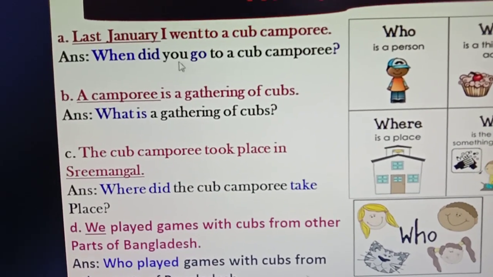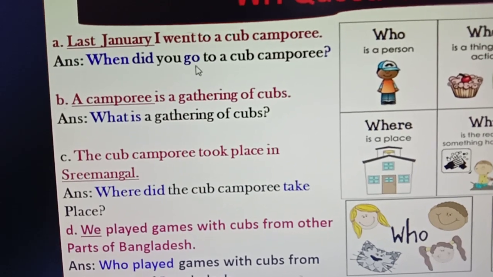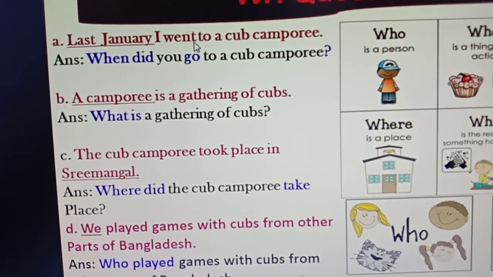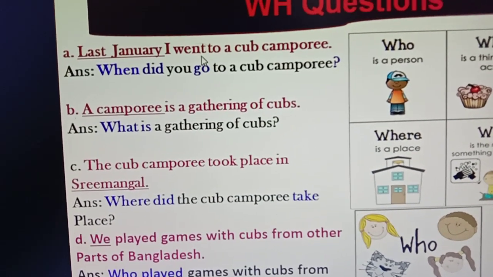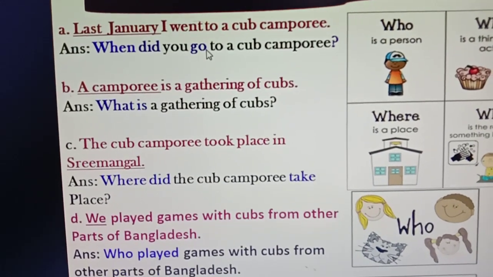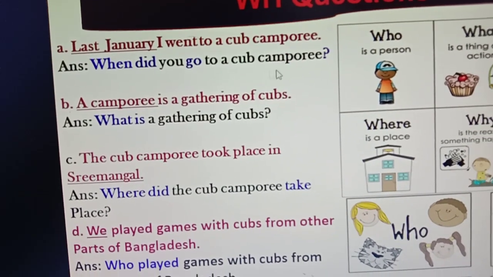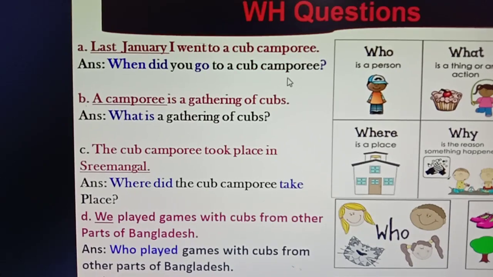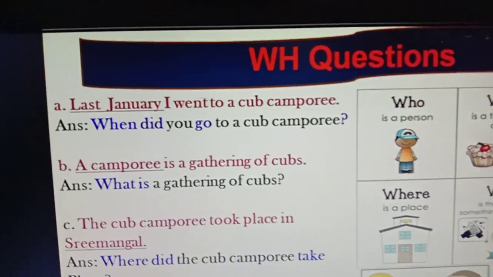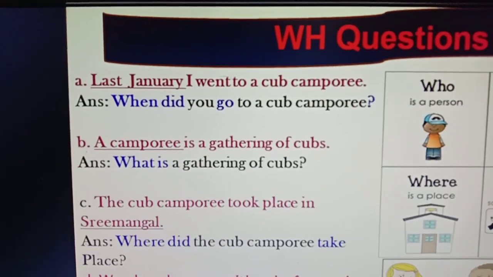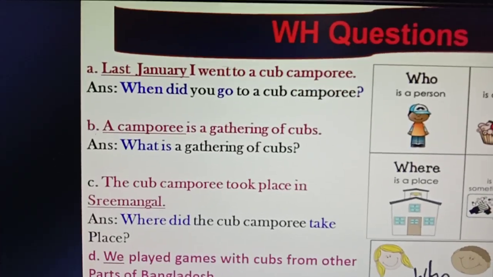You know, when there is did, you have to use the base form of the verb, that is: went is the past form and the base form of the verb is go. So, when did you go to a Cup Camporee? This is the answer of number A. Okay, so boys, I hope you are going to do this.